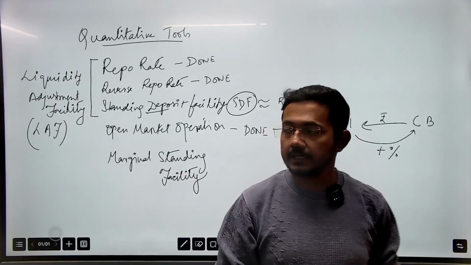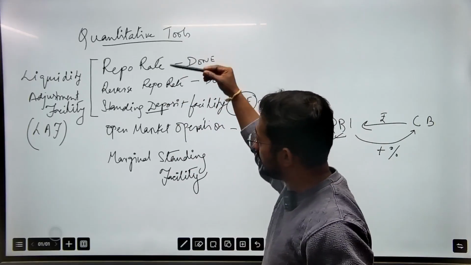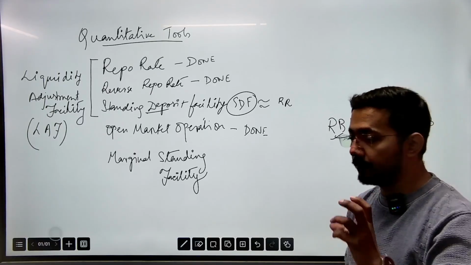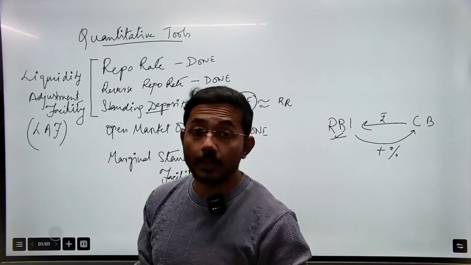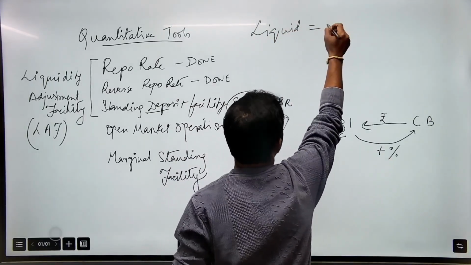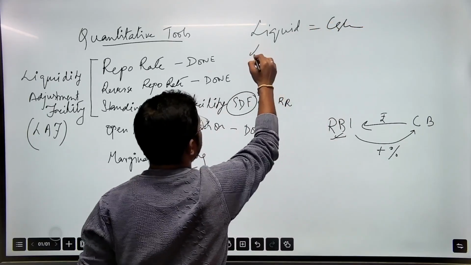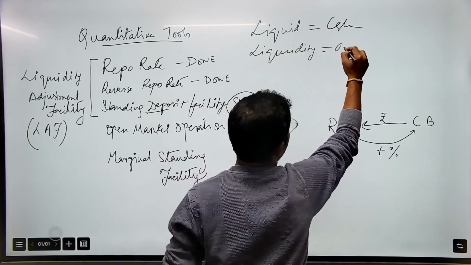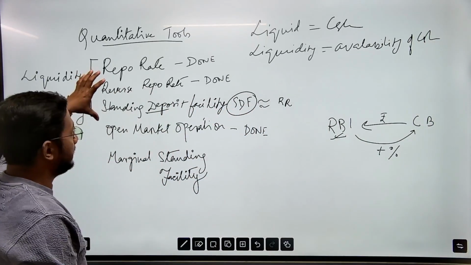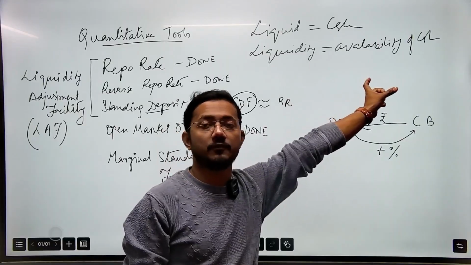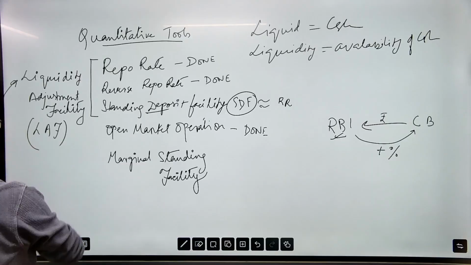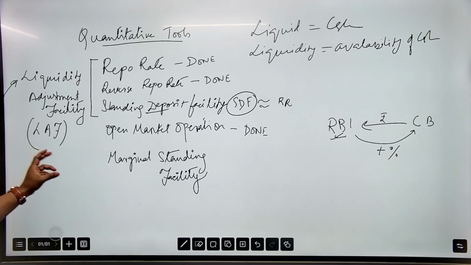Now see another thing here. Repo, reverse repo and standing deposit facility are directly impacting the flow of money, the flow of liquidity. What does liquid mean here? Liquid means cash, and liquidity means availability of cash. So these three are directly impacting the availability of cash in the economy. These three are known as the liquidity adjustment facility, LAF.